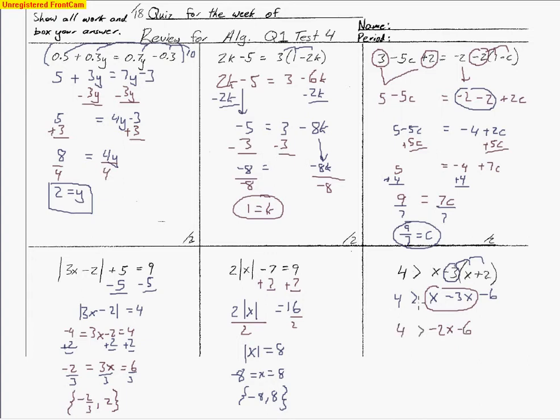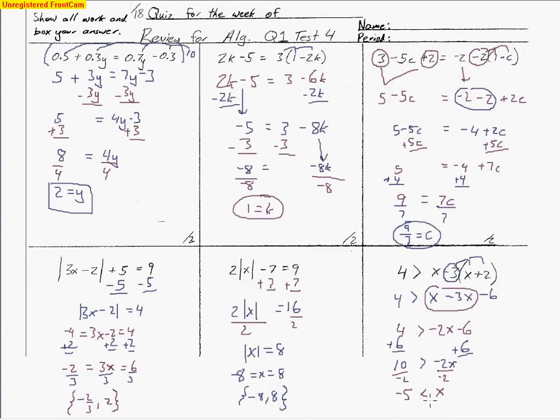Bring down the inequality sign and now start moving terms. So here I'm going to go ahead and add the 6 to all sides. So that leaves me with 10 is greater than -2x. So one more step there. I'm going to go ahead and divide by -2. And when I do that, I'm left with a -5. Now notice that I divided by a negative, so that inequality sign is going to switch.